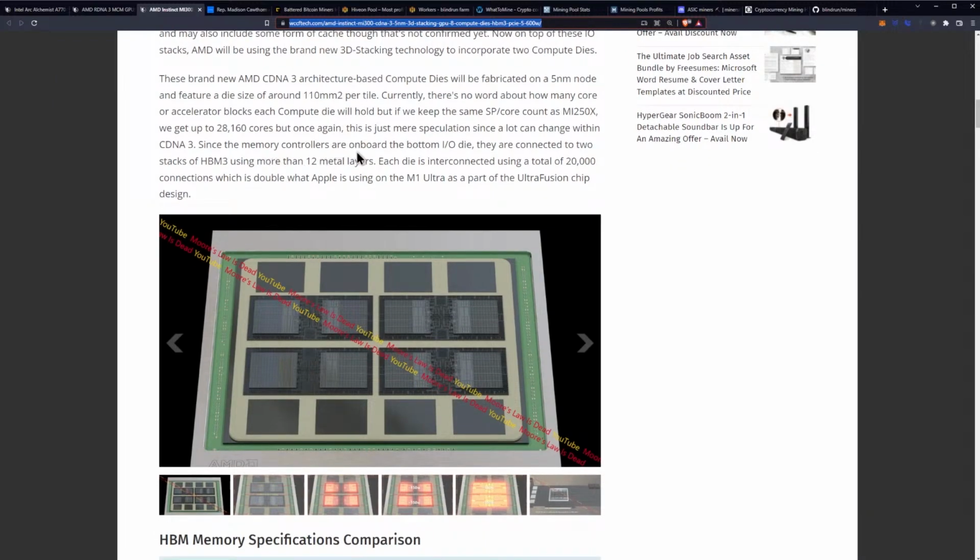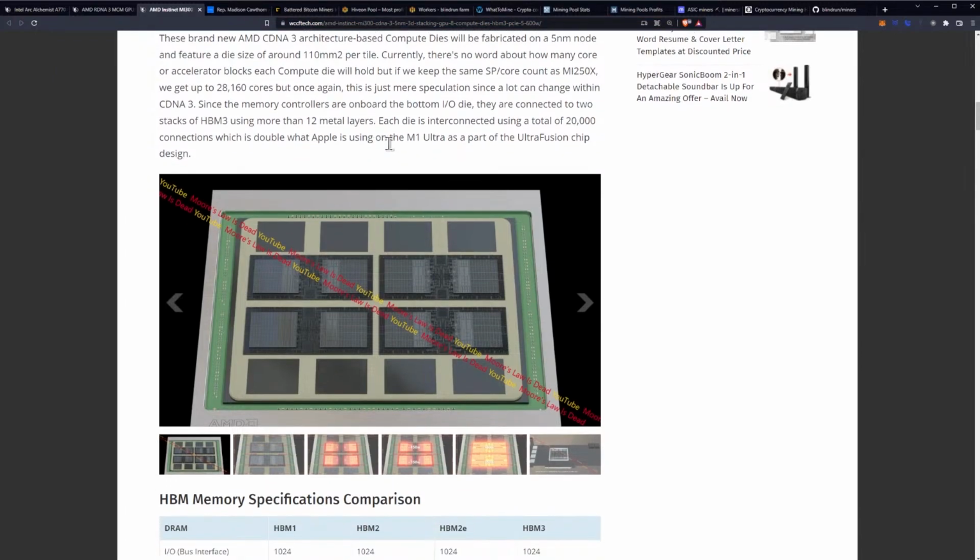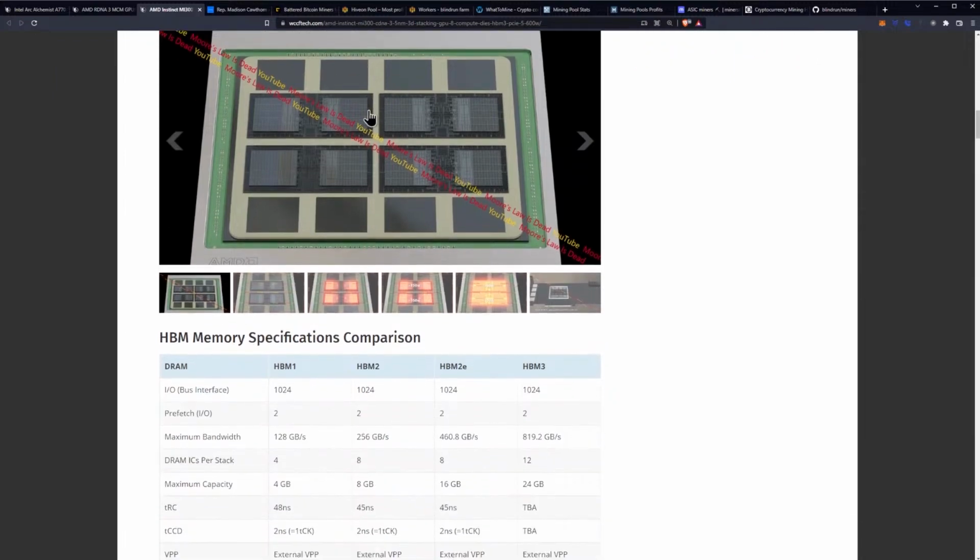Since the memory controllers are on board the bottom I/O die, they are connected to 2 stacks of HBM3 using more than 12 metal layers. Each die is interconnected using a total of 20,000 connections, which is double what Apple is using on the M1 Ultra as a part of the Ultra Fusion chip design.